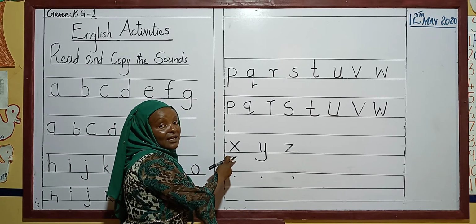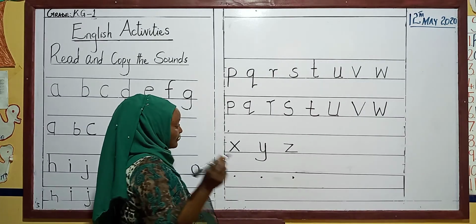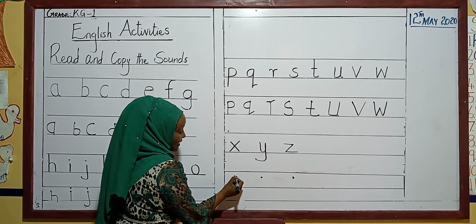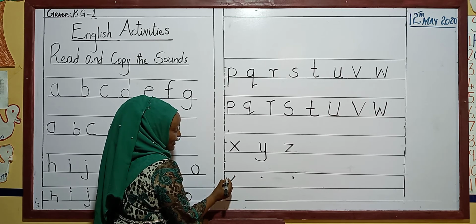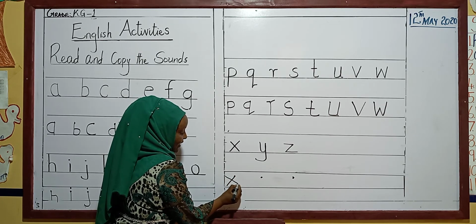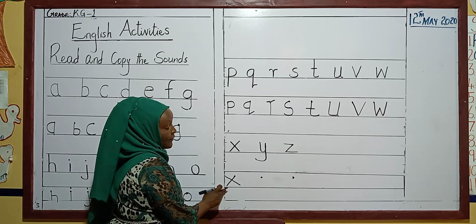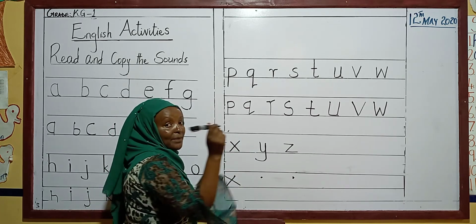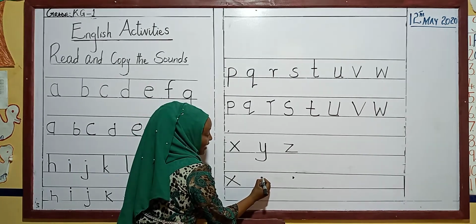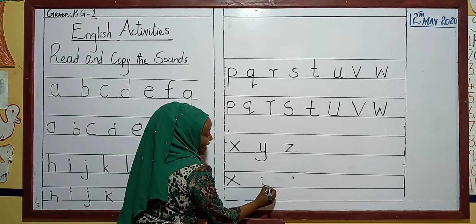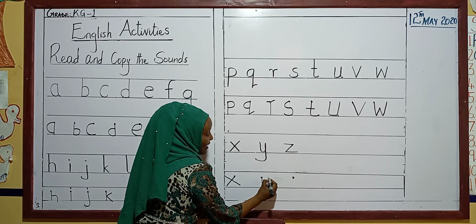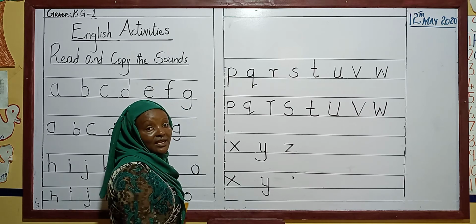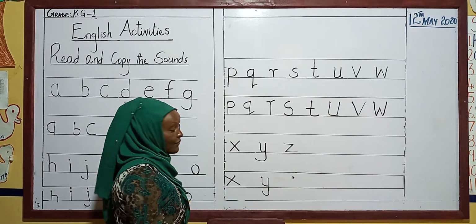X for xylophone. Pencil on the dot. We are going to write a stick which is like sleeping, and another stick which is sleeping the other side. Y for yam. Pencil on the dot. We are going to write down, aside, we go back up here, we write another stick down and aside. Y for yam.